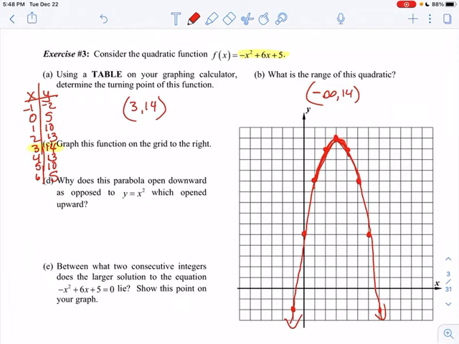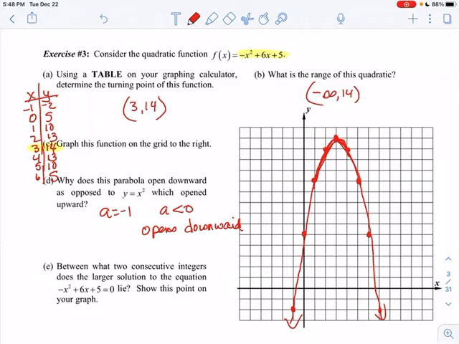Does this parabola open upward or downward? So it opens downward. Why does this parabola open downward? Basically, it opens downward because that leading coefficient, that a value, is equal to -1. All right, so when a is less than 0, it opens downward. So that's something important. Whenever you have a negative x squared, then that parabola is going to be facing downwards.